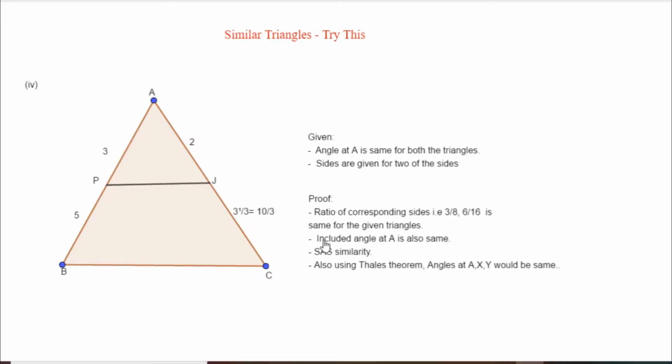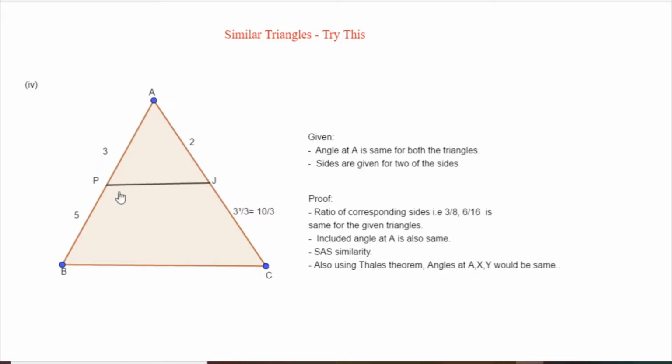So the included angle at A is also the same. So it follows the SAS similarity criteria. So both the triangles are similar because one of their angles is the same, and the sides adjoining to those angles are proportional.